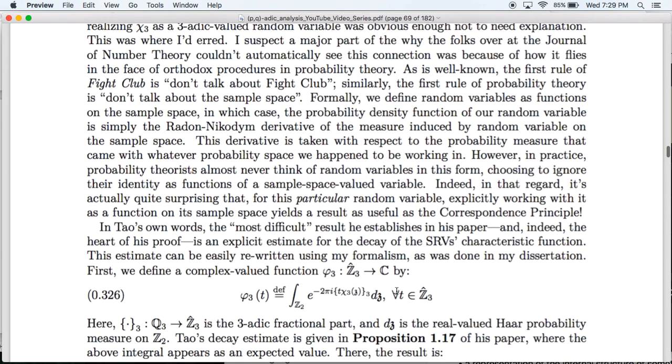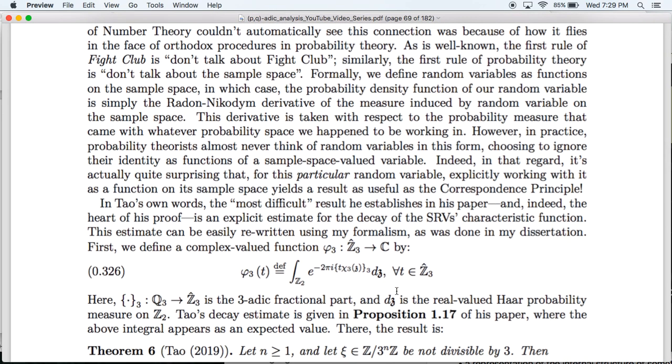So in Tao's own words, the most difficult result he established in his paper, and indeed the heart of his proof, is an explicit estimate for the decay of the Syracuse random variable's characteristic function. This is also the reason why I stopped calling the Numen the characteristic function, because then I would have to talk about the characteristic function of the characteristic function, which is messy.